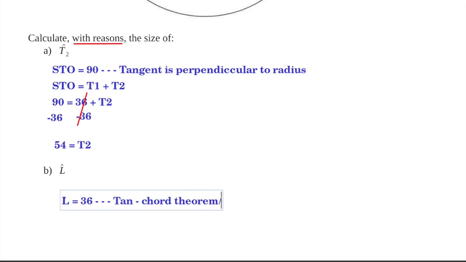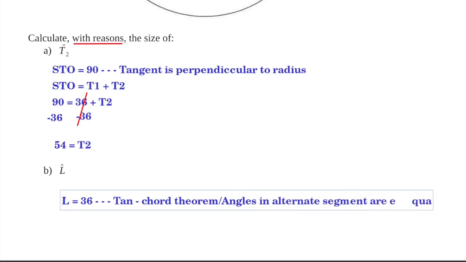Alternatively, you can reason with the short form of the statement, just to say angles in alternate segments are equal. The third one, you are required to calculate KOT.